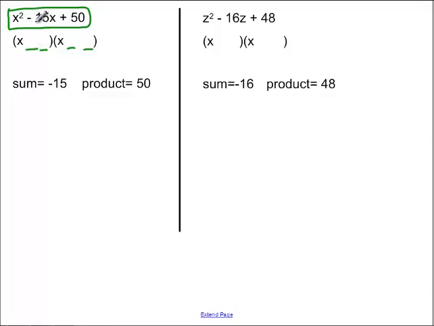Well, this one is our sum. The negative 15 is going to be our sum, so our sum down here is going to be negative 15. They have to add up to a negative number, so the signs here have to be both negative, because negative times a negative is going to be positive, and negative plus a negative is going to give us a negative. So now we've put our signs in, and now we have to figure out what the two numbers are.